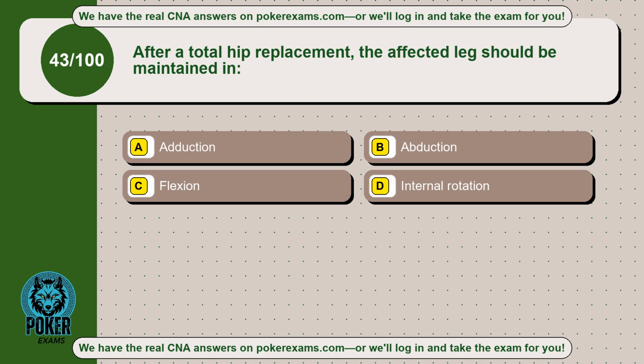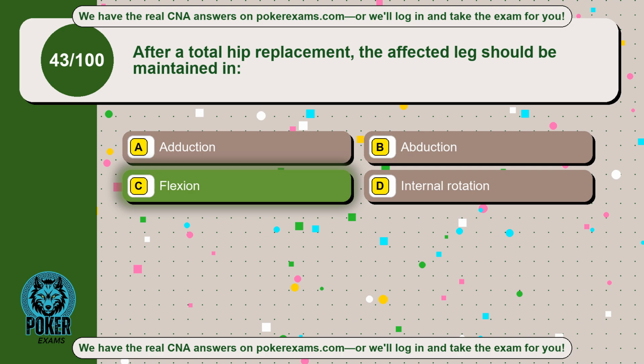Question 43. After a total hip replacement, the affected leg should be maintained in: Option A, adduction. Option B, abduction. Option C, flexion. Option D, internal rotation. The correct answer is option C, flexion.